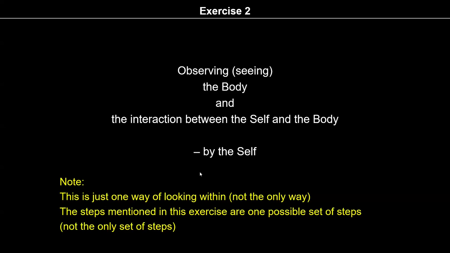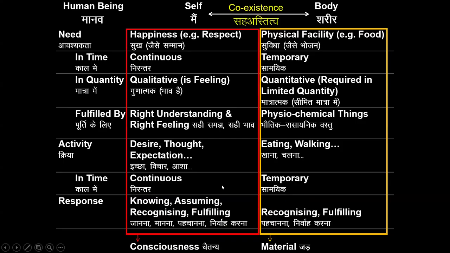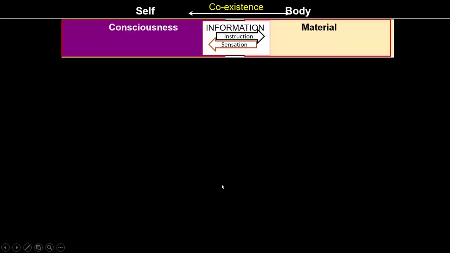So with this background, we started step one yesterday. Let me brief step one, then we will move towards step two. In step one, we explored that human being is a coexistence of self and body. And we also have these proposals with us through various UHP workshops, that human being is a coexistence of self and body. The self is consciousness, body is material.